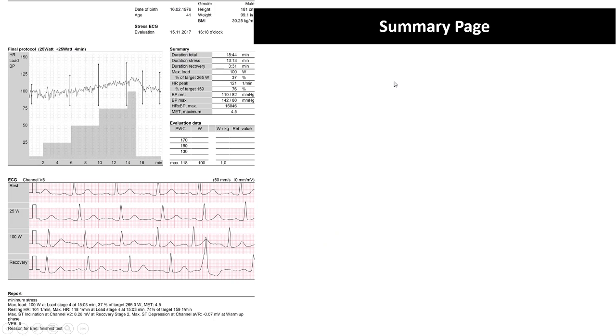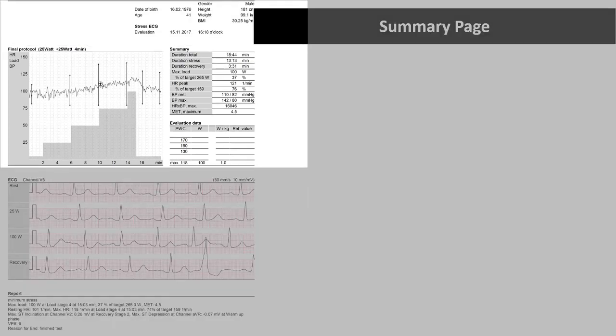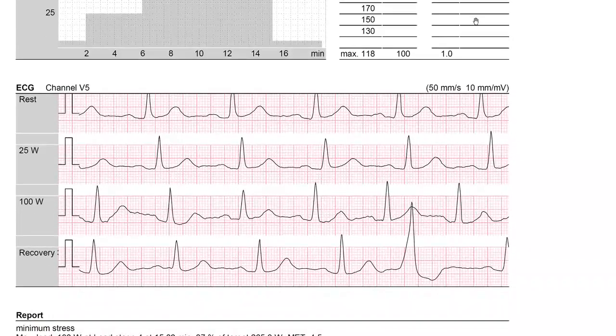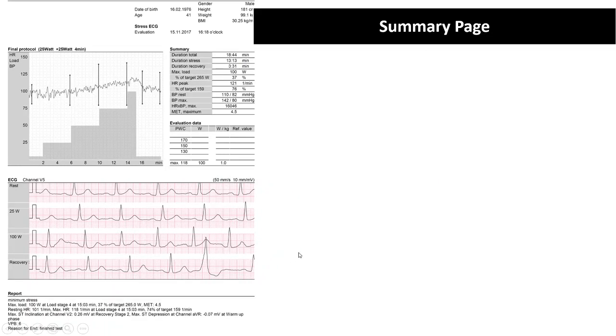Alright, so we firstly have a summary page which includes things like the final protocol, which indicates blood pressure, heart rate, and workload. We've also got a summary of different variables, which I'll discuss in more detail. And then we've also got a summary of each ECG wave, specifically channel V5 at rest during the first phase, during the last phase, which has the highest intensity, and during recovery as well.